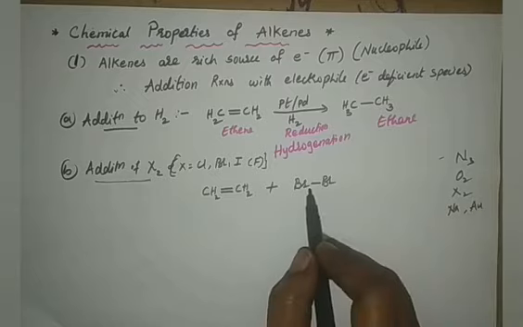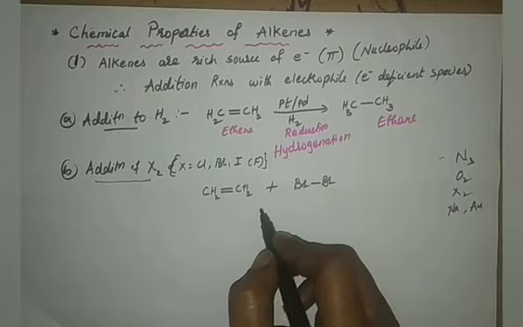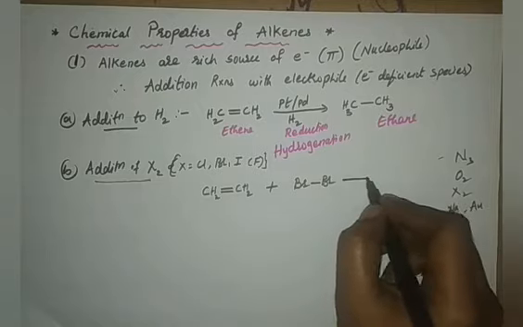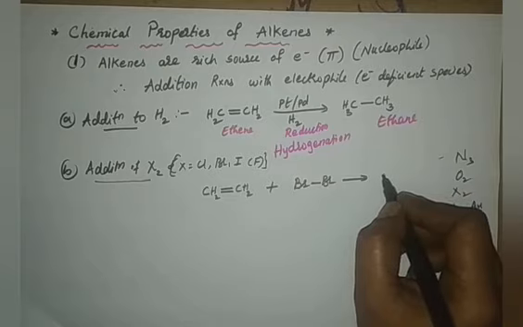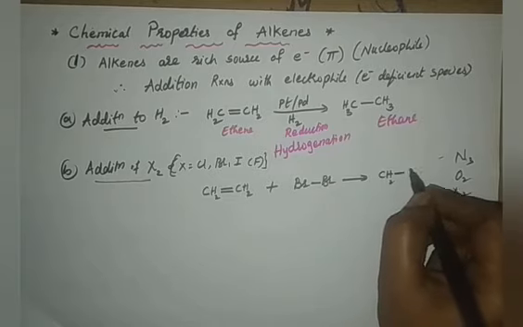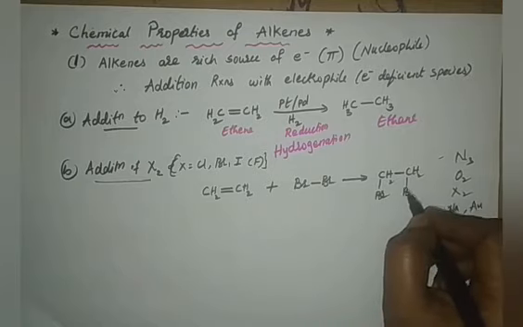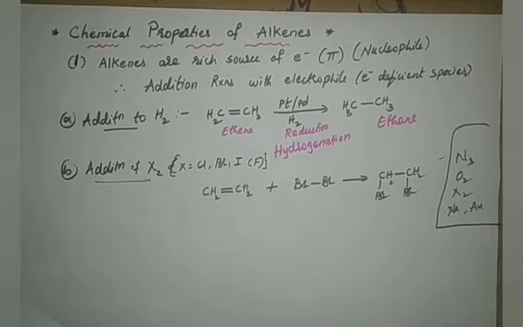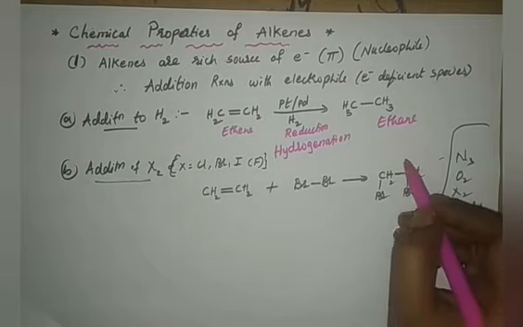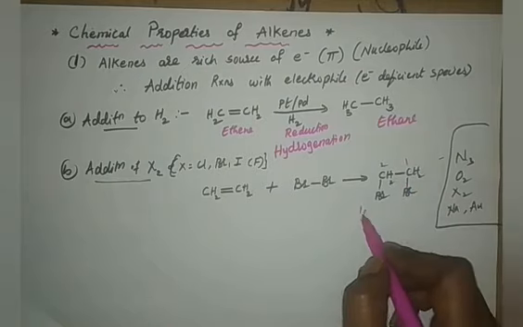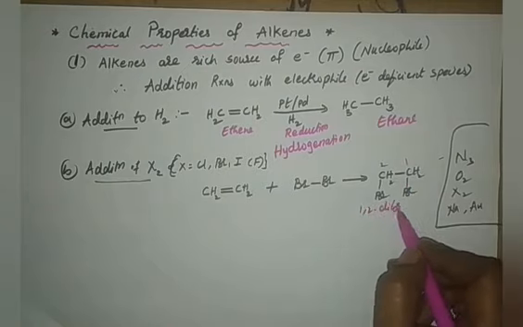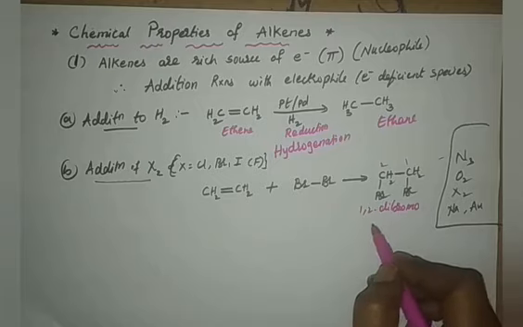Okay. So here bromine on reaction with this, what is it forming? It is forming CH2Br-CH2Br. What is the name of this compound? The name of this compound is 1,2-dibromoethane.